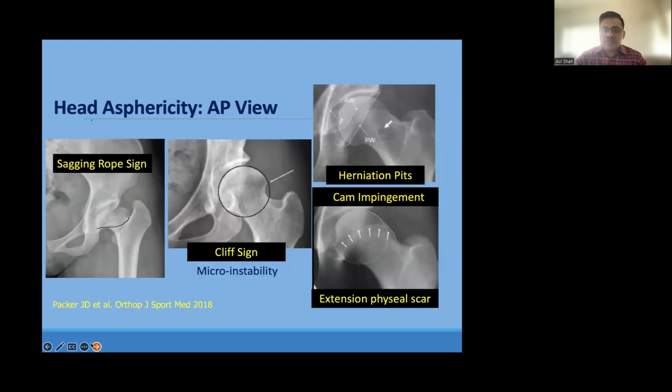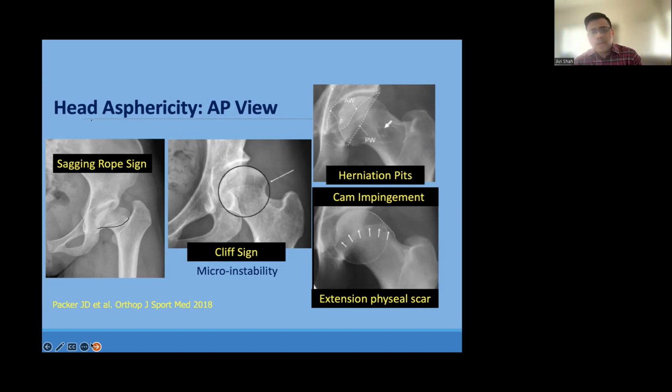Then there is the hip asphericity, which is seen in the AP view. One is the sagging rope sign, which we see sometimes in our Perthes sequelae patients. You can see the line over there that it can be an anterior or a posterior overhang of the head. The cliff sign was recently described in 2018 and denoted as a sign of microinstability. Basically, when you draw a circle around the femoral head, if there is flattening or reduced overhang on the lateral side, then they say there is microinstability at the hip joint.